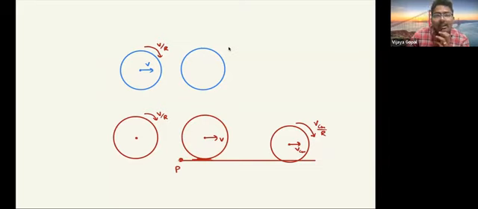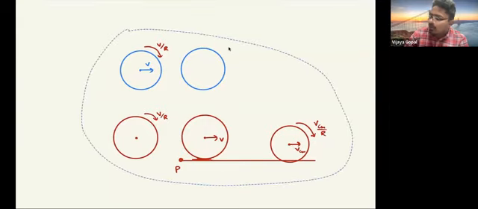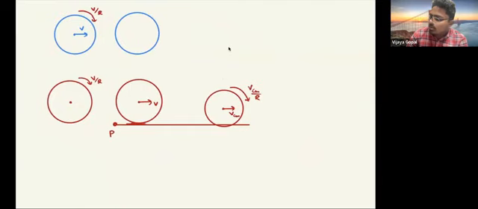When net torque is zero, I can conserve what, sir? Angular momentum. That means initial angular momentum equals final angular momentum. What is the initial angular momentum about this point? MRV. Final angular momentum about that point, sir?